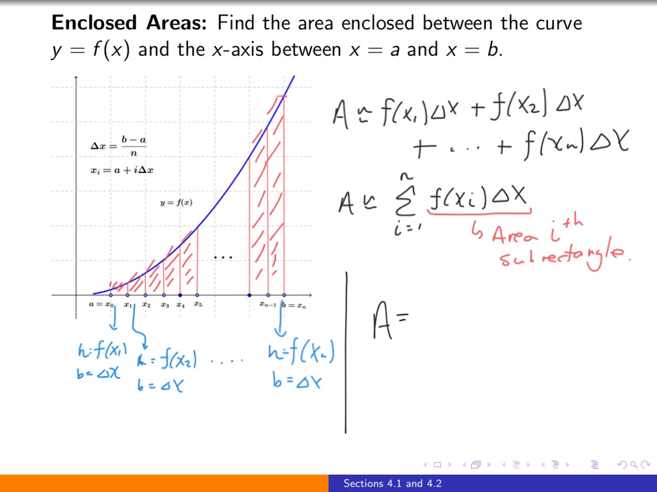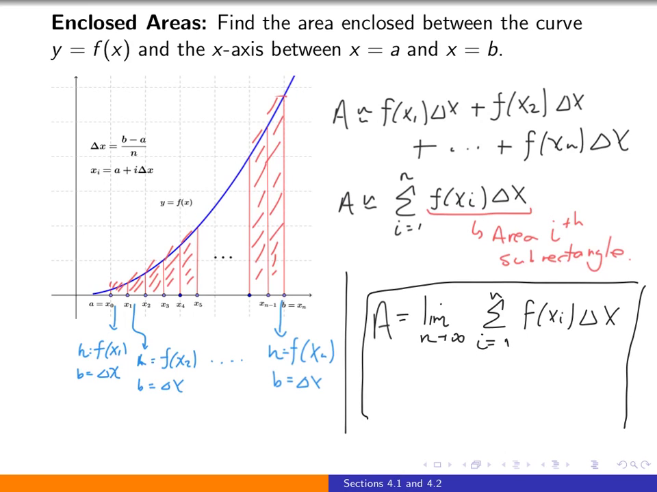Well, to get that, we need to take a limit, this concept we've discussed earlier this semester. The limit as n approaches infinity of the sum from i equals 1 to n of f of x sub i delta x. And this is going to correspond to the exact area enclosed. And let's be very clear here to note the corresponding formulas as we discussed. Delta x is b minus a over n, and x sub i, which we can think of as being the right-hand endpoint of the ith subinterval, is given by a plus i delta x.